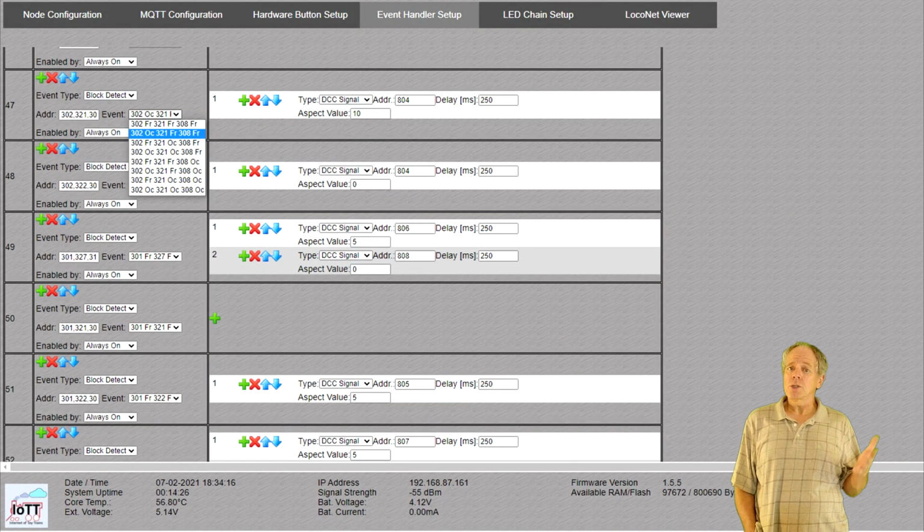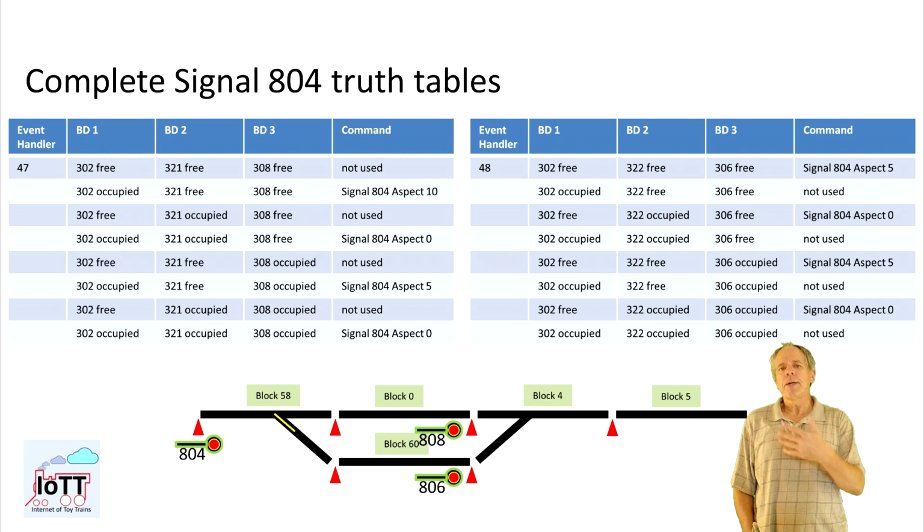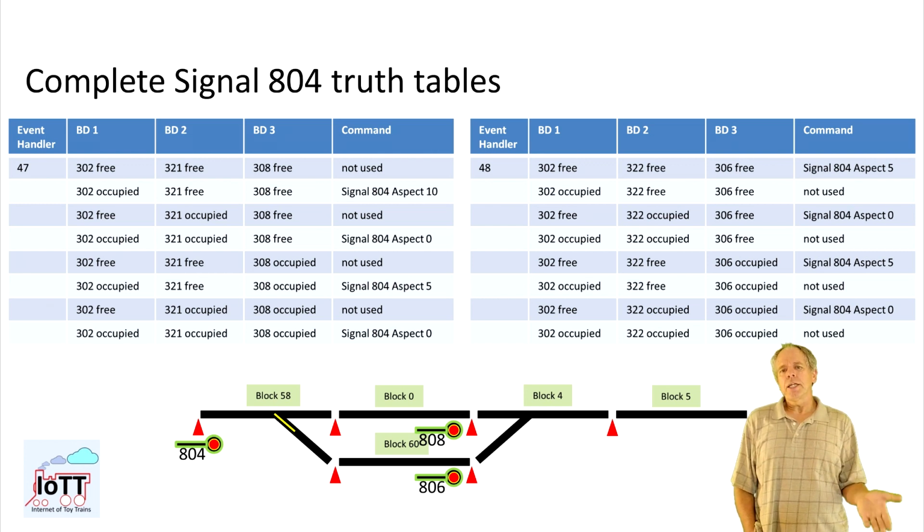In the resulting truth table, I populate all entries that have input 302 occupied, meaning the closed position of turnout 2, and in the command list I set the aspect of signal 804 to either stop, slow or track speed depending on the status of the other 2 variables. The second event handler for signal 804 is similar, only here I use inputs 302, 322 and 306, which corresponds to blocks 58, 60 and signal 806.